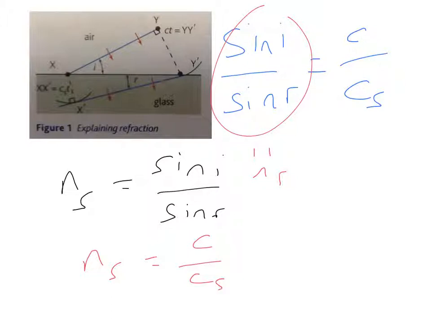So we've proven that the refractive index of the substance is the speed of light in air divided by the speed of light in that substance. That's the derivation we need to do.